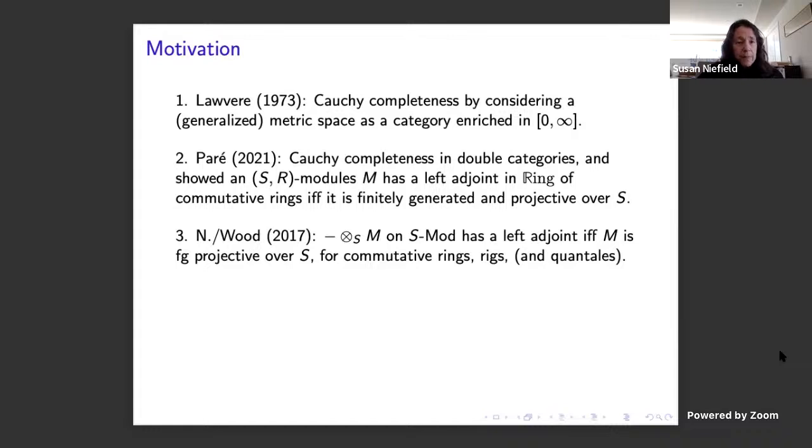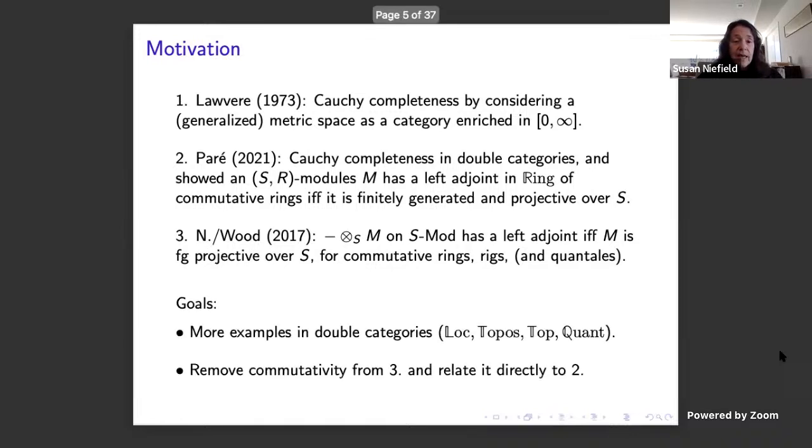Okay, so I was interested in doing something on Cauchy completeness in honor of Bill Lawvere. And what I'm going to talk about today is, first of all, more examples for double categories, particularly locales, toposes, topological spaces, and quantales. And some of those examples are probably known. I don't think they are in the literature, but not necessarily all of them.